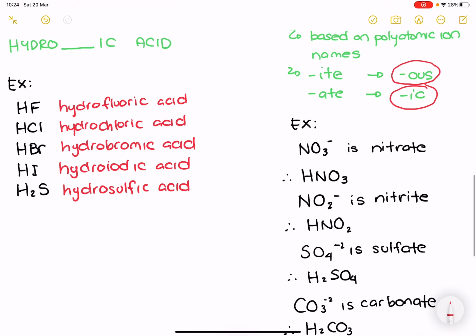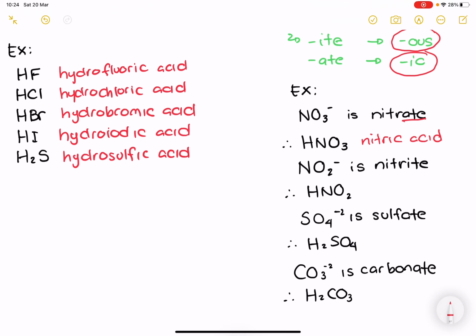Here are some examples. NO3- is called nitrate ion. Thus, if I have HNO3, this is called nitric acid. ATE becomes IC. NO2- is called nitrite ion. Thus, HNO2 is called nitrous acid.